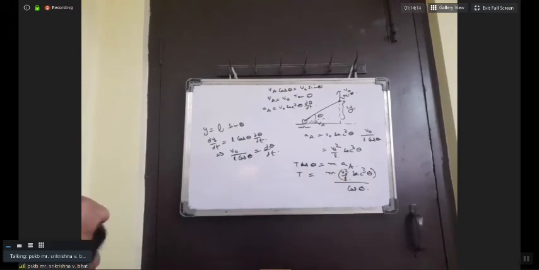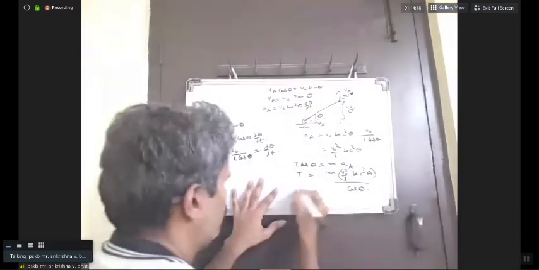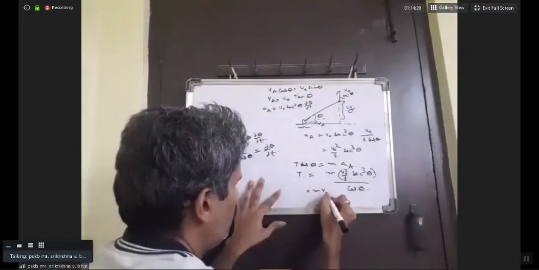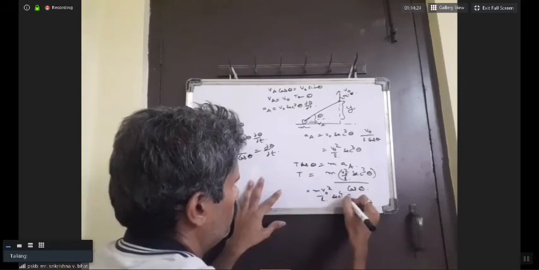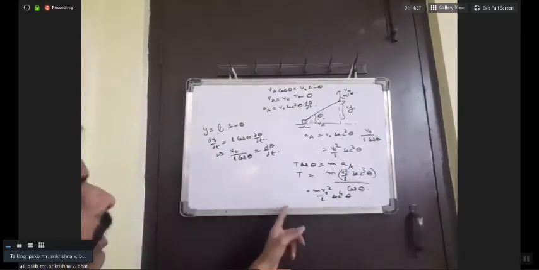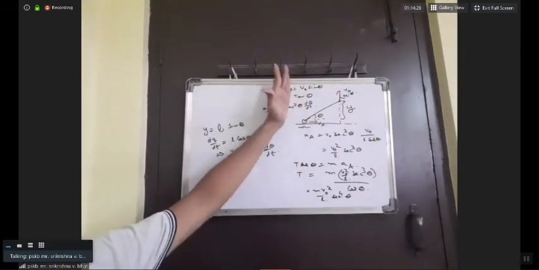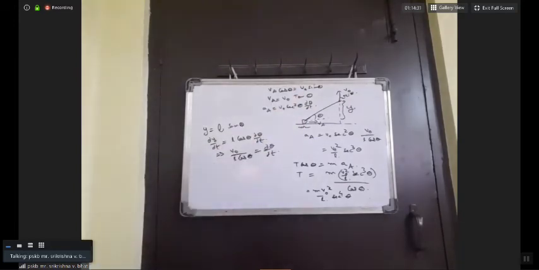A is V0 square by L secant squared theta, divided by cos. So T equals M V0 square by L secant cubed theta, which is the same as M V0 square by L over cos cubed theta. Okay, that is T.